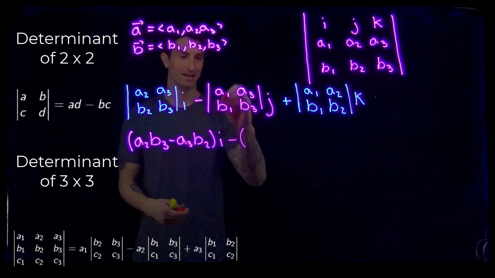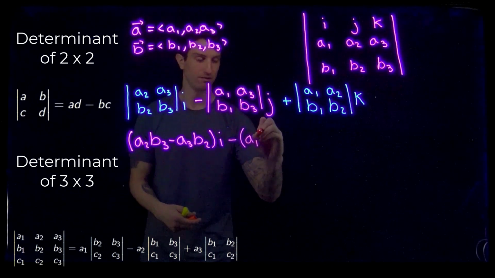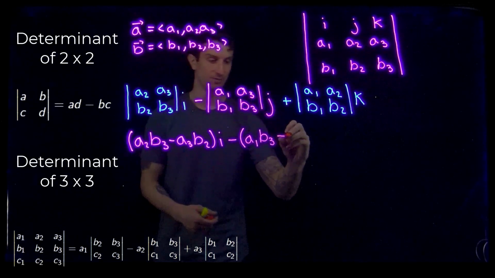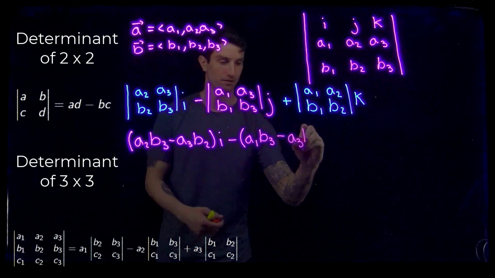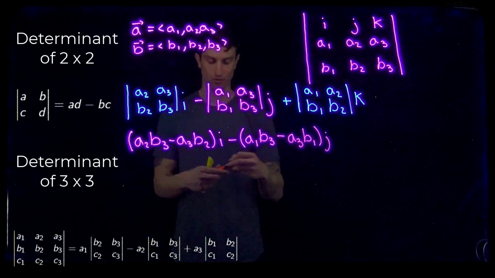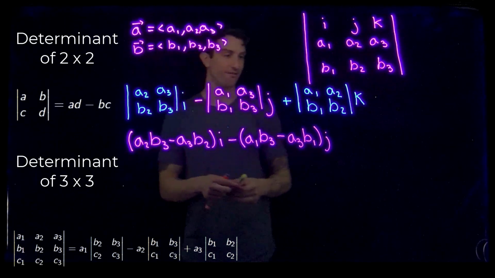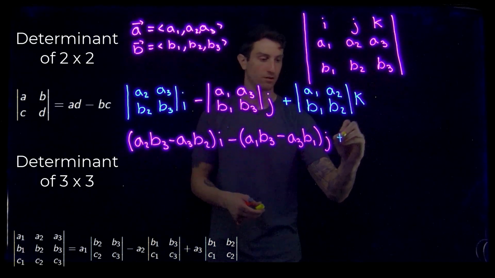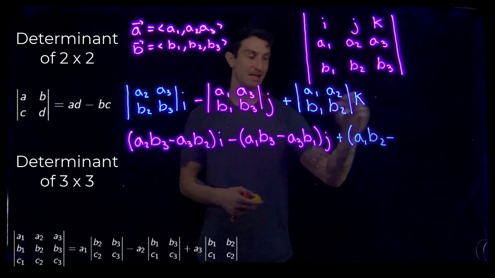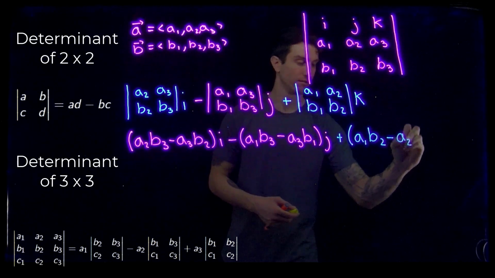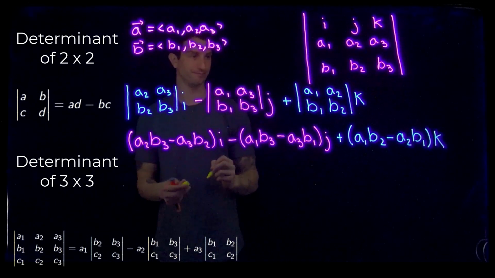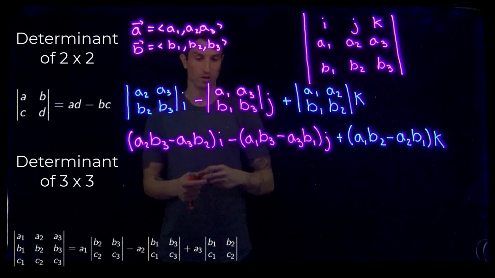We have minus A1 times B3 minus A3 times B1, and this is j. And the last one, we have A1 times B2 minus A2 times B1, k. All right. Okay, so now what do we have?